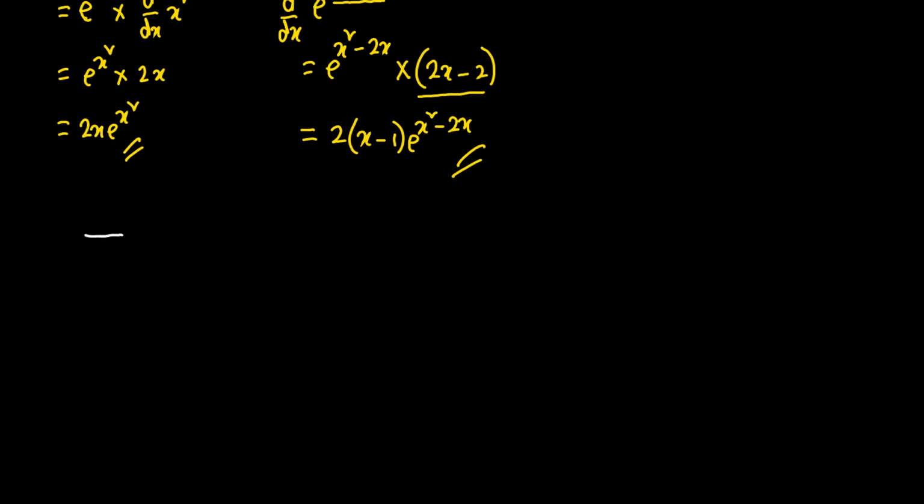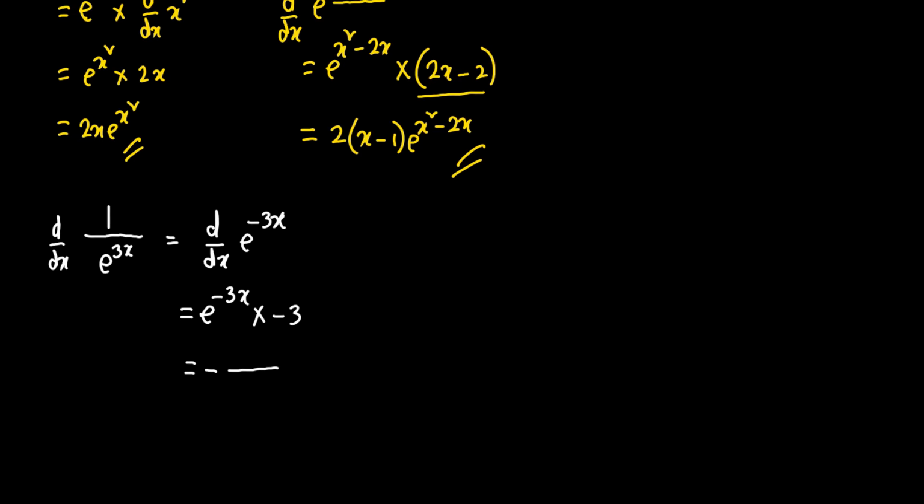If it is given here 1 by e to the power 3x, how to differentiate it? It's very simple. According to the indices rule, we need to arrange it first by taking e to the power 3x up, putting a negative power here. Then now we can differentiate as an exponential. We get this. Then if we differentiate minus 3x, we get minus 3. So our final answer we can write here minus 3 over e to the power 3x. So this is our answer of this question.